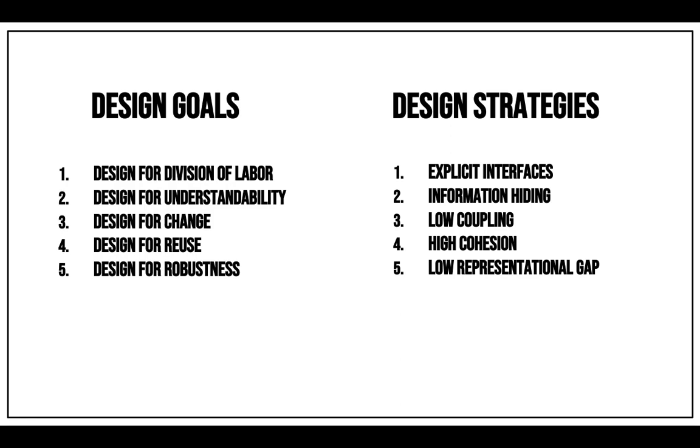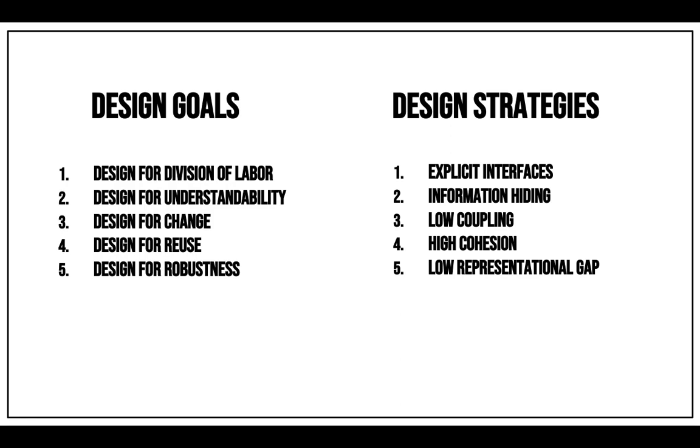Number 3 is designed for change. Anticipate change where possible. Small changes in the requirements should only require small changes in the implementation. Number 4 is designed for reuse. That is to ensure classes contain well-defined tasks reusable in many contexts. And number 5, designed for robustness. That is apply modular protection, and when errors present, they should not leak across modules.